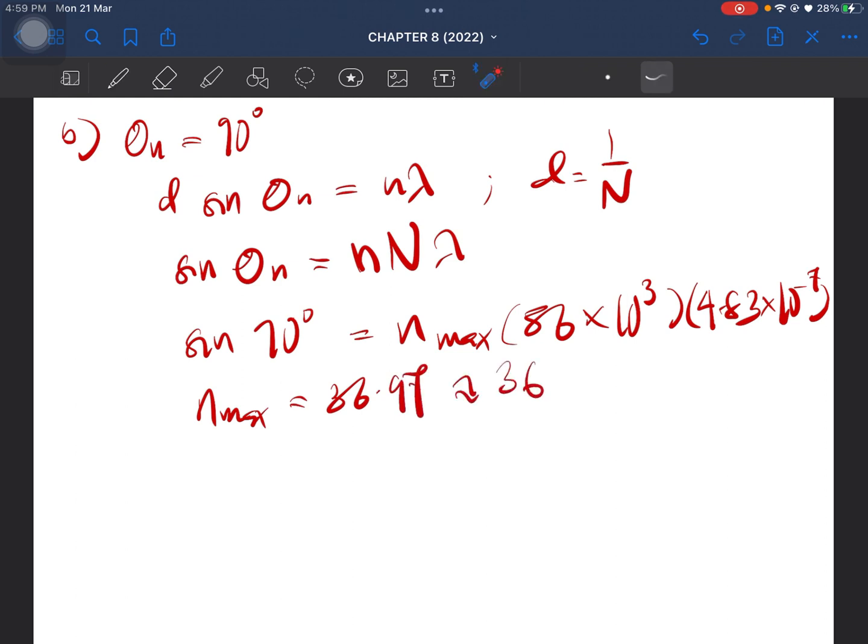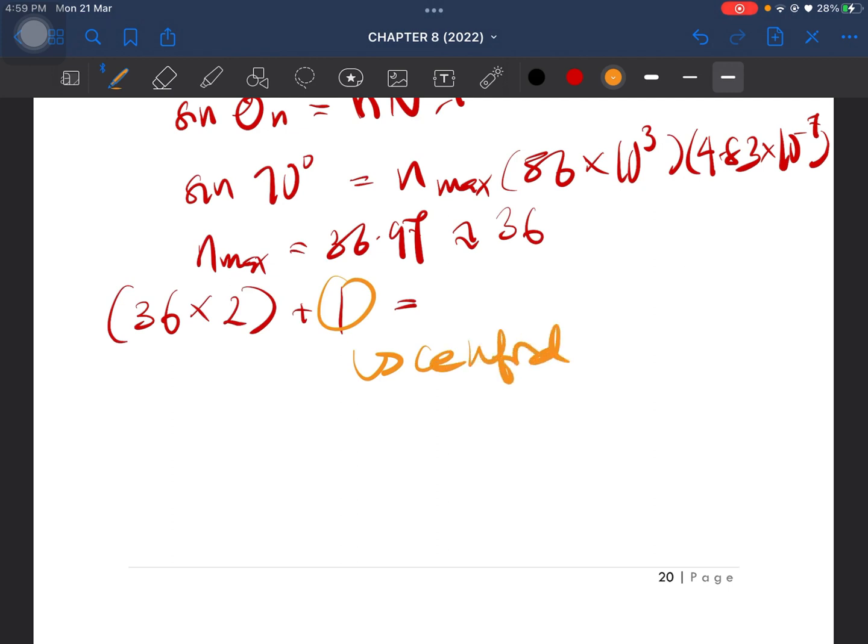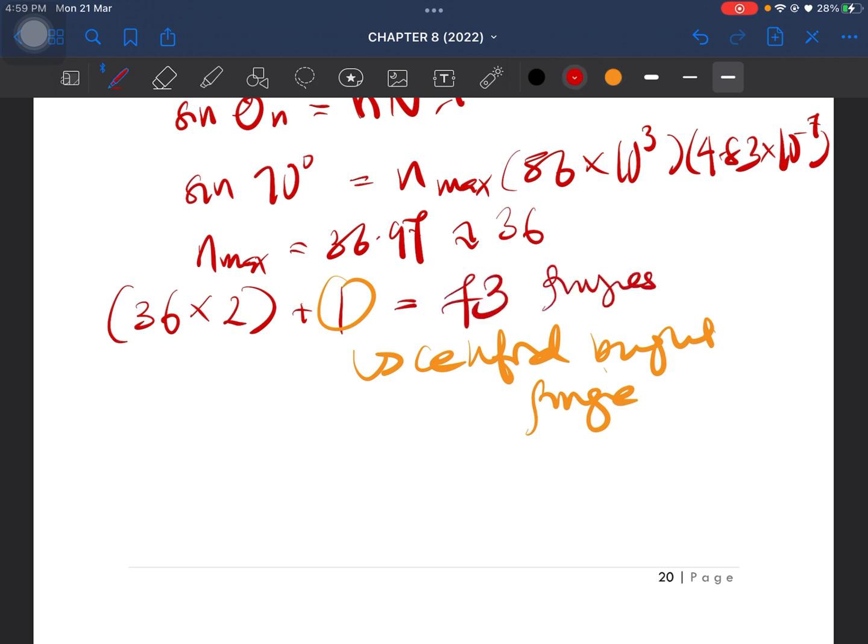Okay, don't round this off to 37, always round it off to the value down. So ignore this one. Okay, so the number of maximum that can be observed is 36 times 2 plus 1. Why do we need 2 plus 1? Because we need to include central fringe, central bright fringe. Okay, so maximum is bright fringe. So this is going to be 73 fringes.